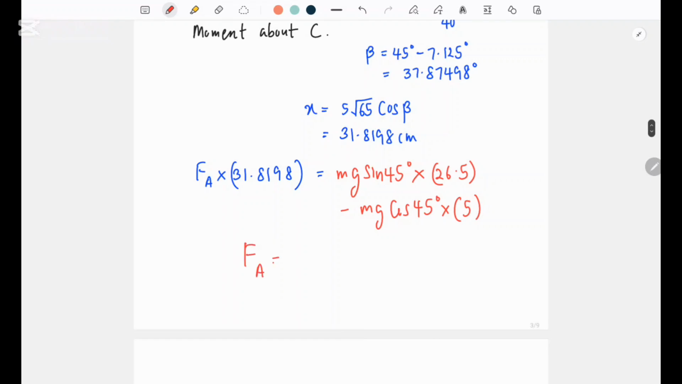So FA would be, let's see what we get. So I get FA as 0.47777. It goes on. So you could write 0.478 mg.